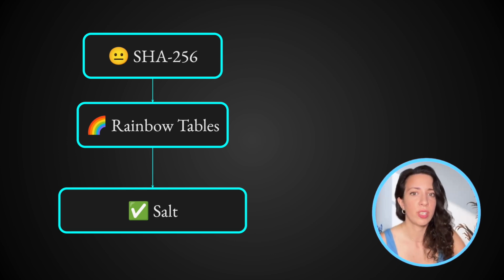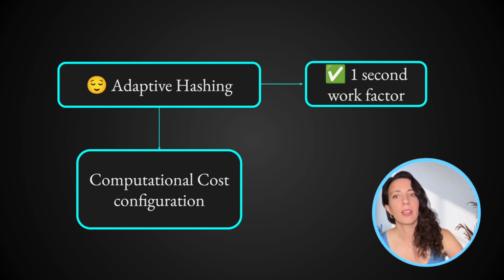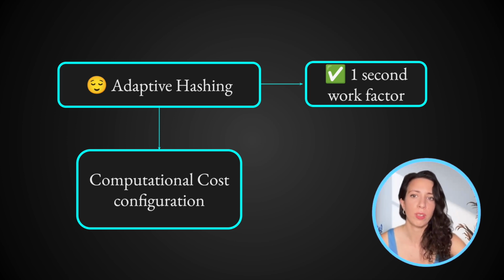SHA-256 is no longer secure, since nowadays it is possible to perform millions of hash calculations per second. A better approach is adaptive hashing. This allows computational cost configuration, time and/or memory, making it expensive for attackers to guess passwords. You can adjust the verification cost over time by following your hardware improvements. It is recommended to tune the work factor, the cost of the hash function, so the process of verifying a password takes about 1 second, a number that should balance user experience and system security.